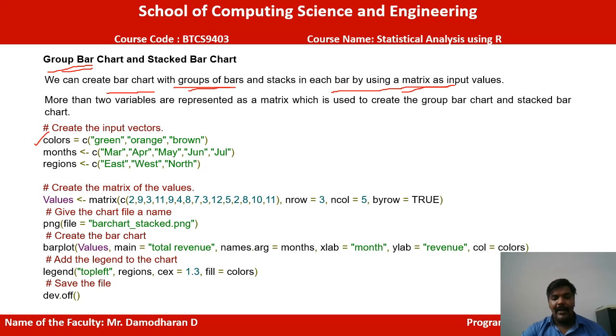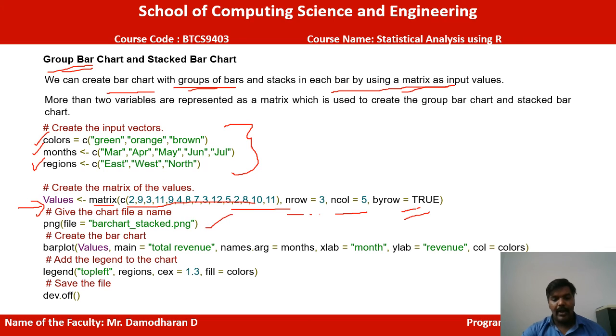Like color, month, region, three variable parameters are mentioned in that bar. First the input is mentioned here, the matrix. So these values are matrix values. First, second, third, fourth, fifth. Five values are there. So number of rows 3, number of columns 5. So the condition is true to check.